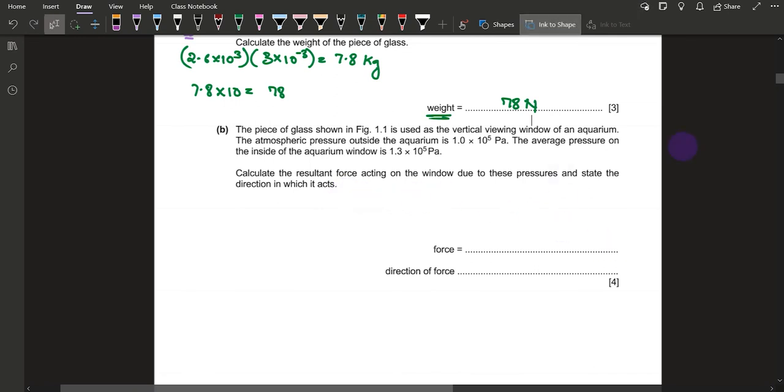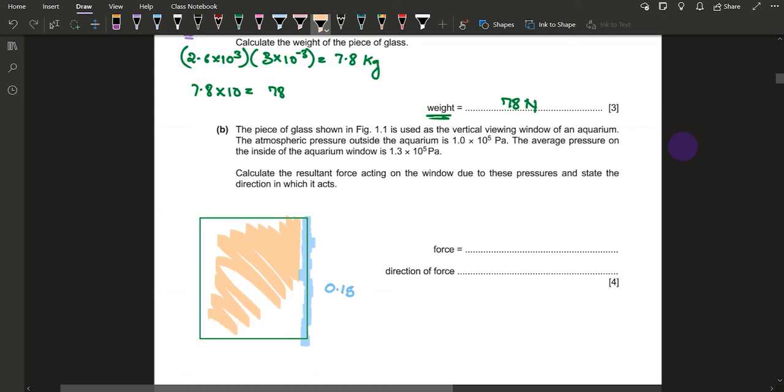So what is happening here is, we have an aquarium and our vertical viewing glass is this one, and this has an area of 0.15. Now imagine we have an orange liquid inside this container. And this is exerting a pressure of 1.3 × 10^5, because it says this is inside the aquarium. And from outside, we're getting atmospheric pressure, which is 1.0 × 10^5. Now to find the force on the glass, we can use the formula: change in pressure equals force divided by area.